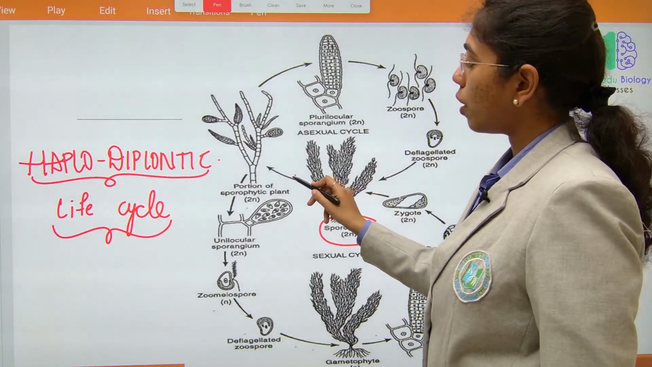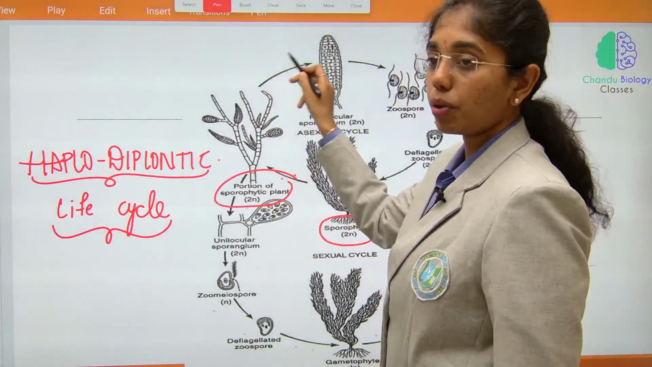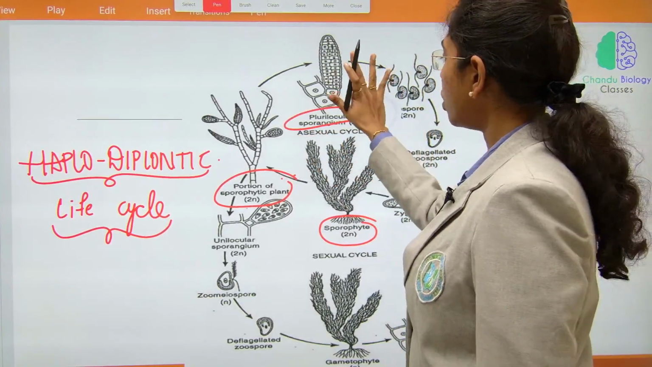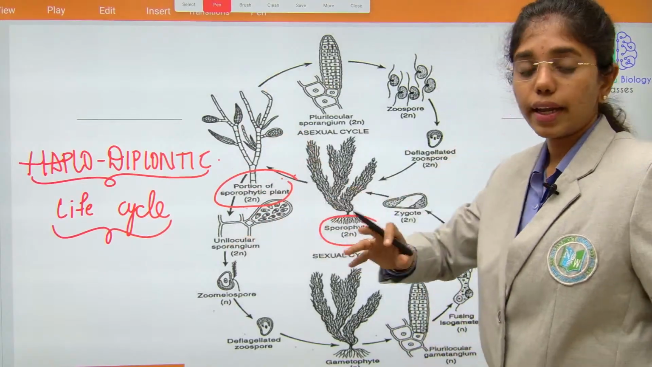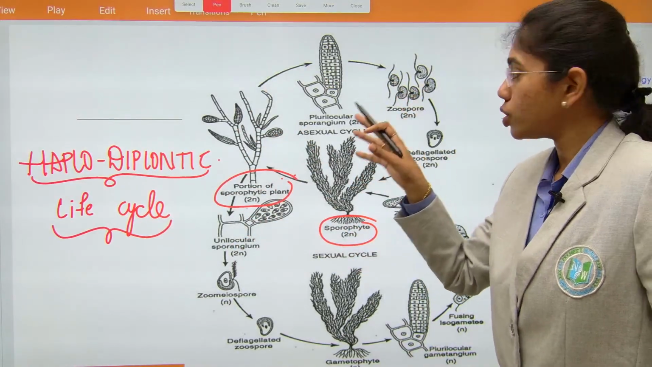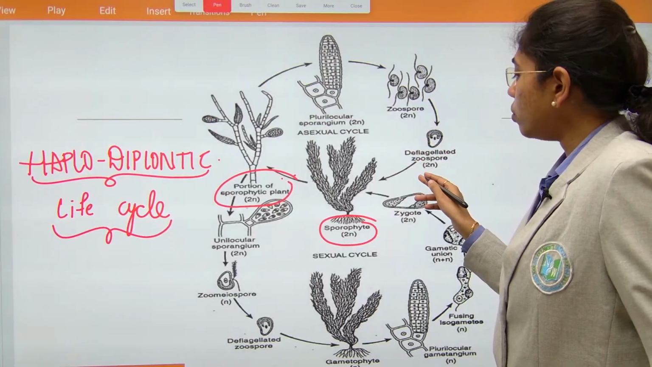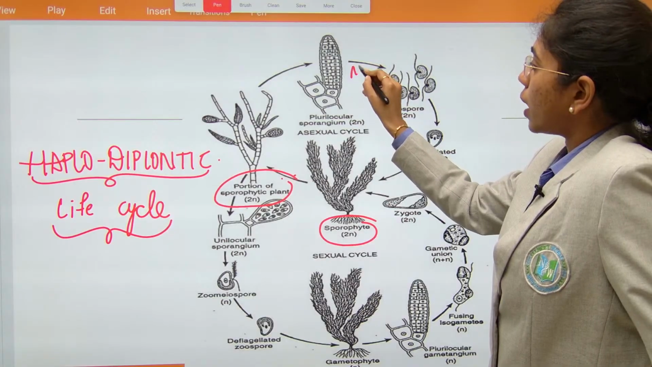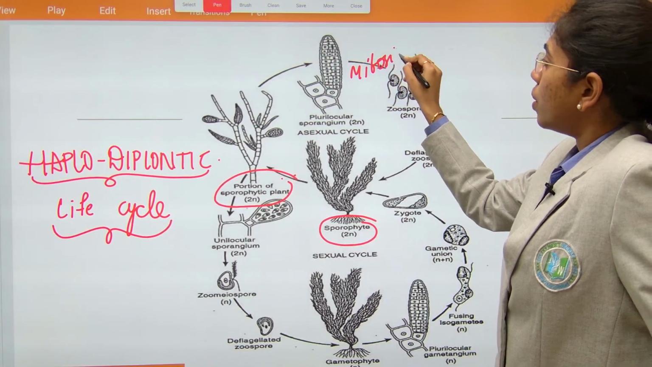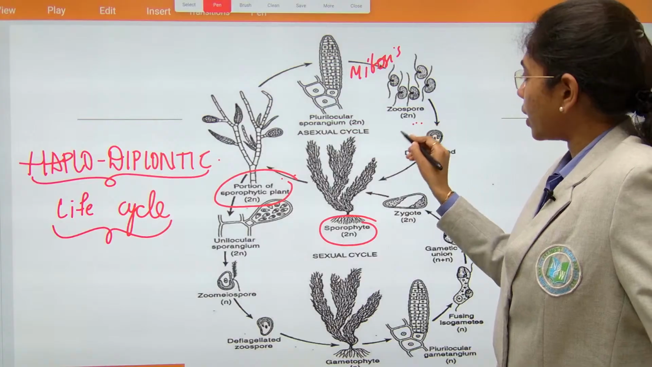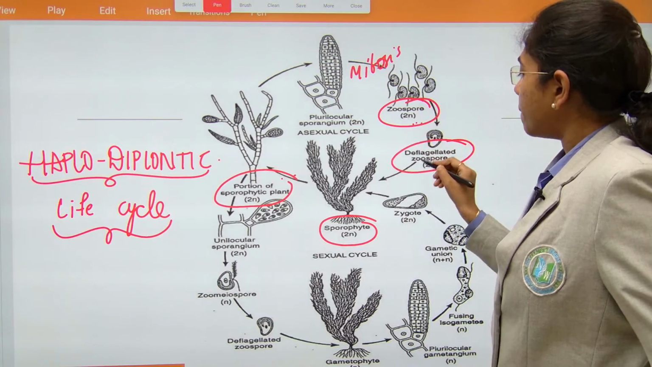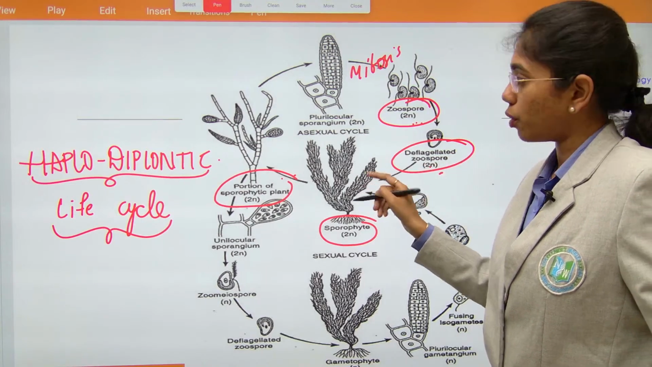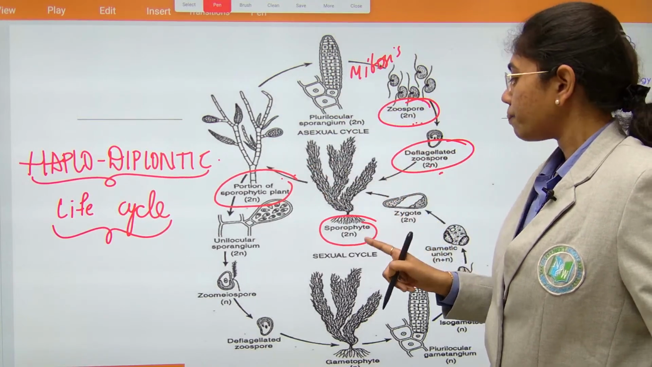If we first look into the asexual reproduction of the sporophyte, the plurilocular sporangia are also diploid. After mitosis in the plurilocular sporangia, biflagellated zoospores with unequal flagella are formed, which are again diploid. They will germinate into a diploid sporophyte. So it is completely diploid.